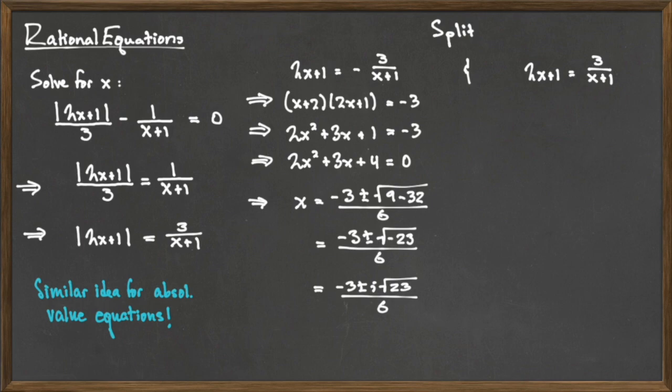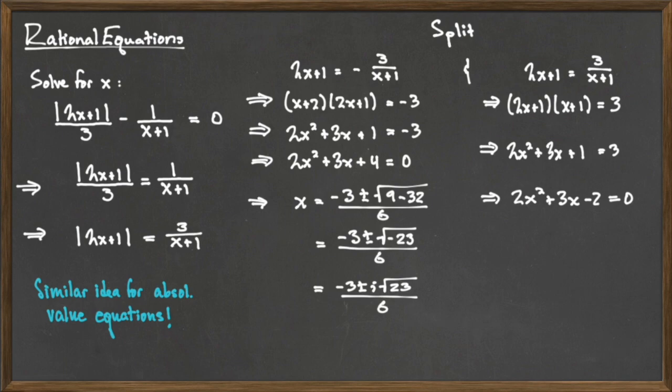For the equation on the right, I'll again multiply both sides by x plus 1. When I FOIL this out and write it in standard form, I get the equation 2x squared plus 3x minus 2 is equal to 0. This quadratic factors with the AC method, and when I use my zero product property, I'll find solutions of x equals 1/2 and negative 2.